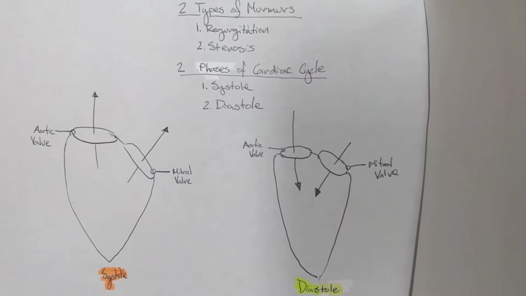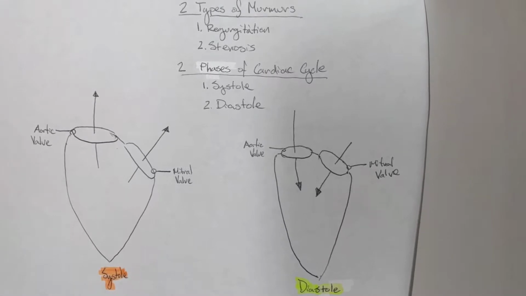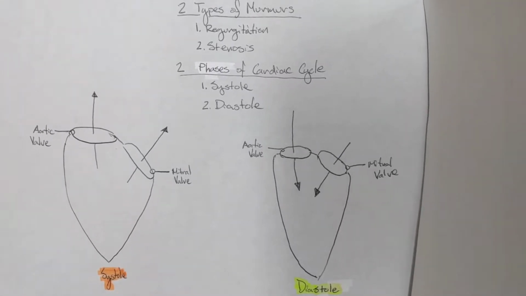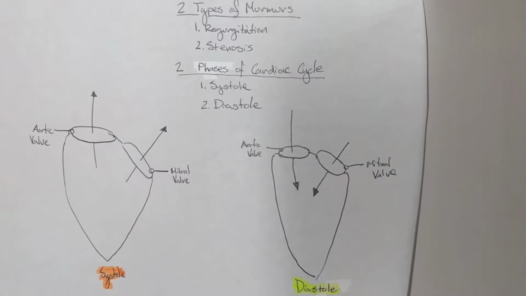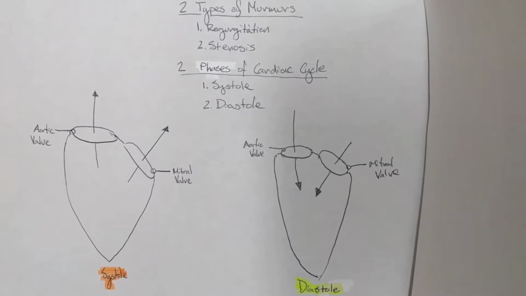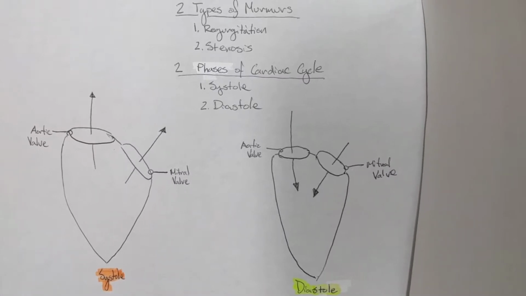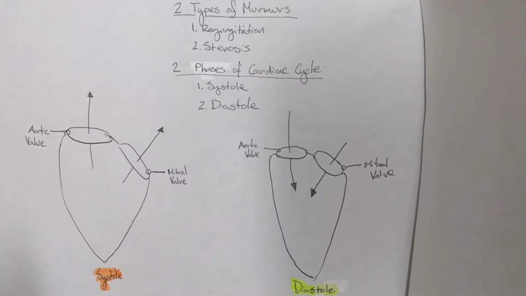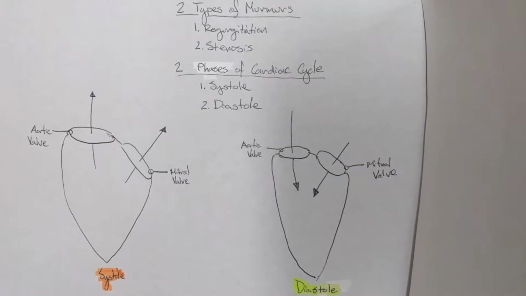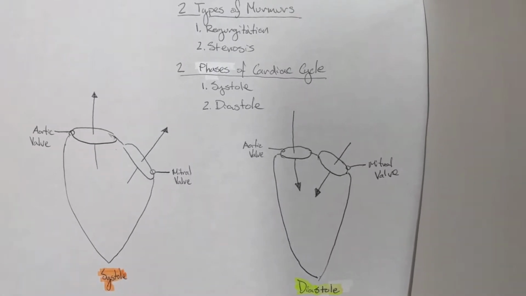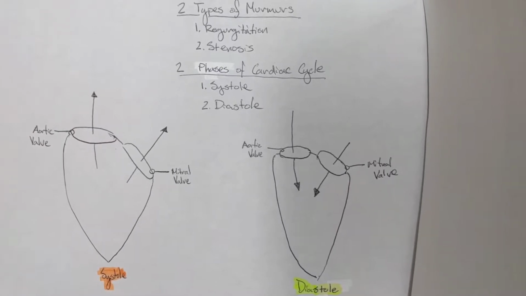Hello. Today I'm going to be talking about murmurs, heart murmurs. Now, the way that I like to think about heart murmurs is I like to think about what murmur is going to occur during different parts of the cardiac cycle. So, we have two phases of the cardiac cycle. We have systole and diastole. And we have two types of murmurs, either a regurgitant murmur or a murmur from a stenotic valve.